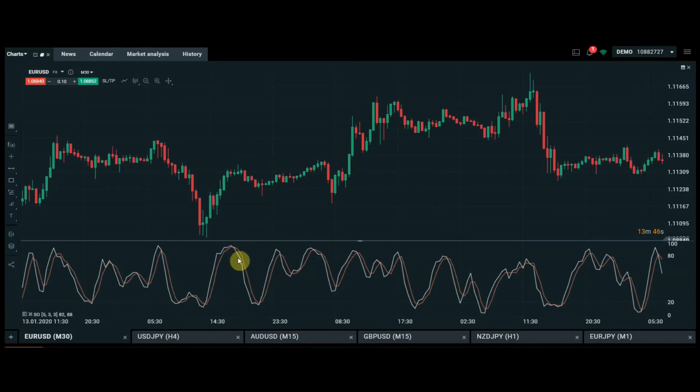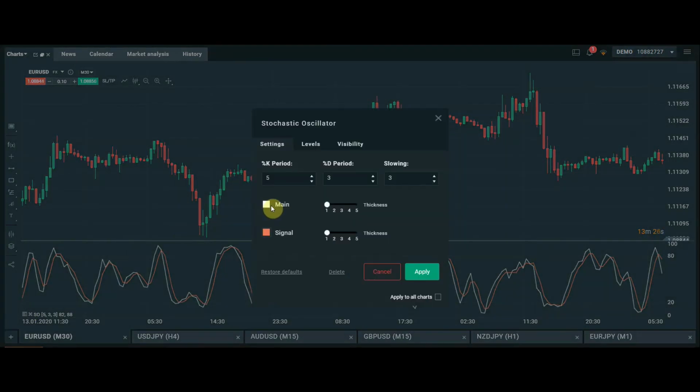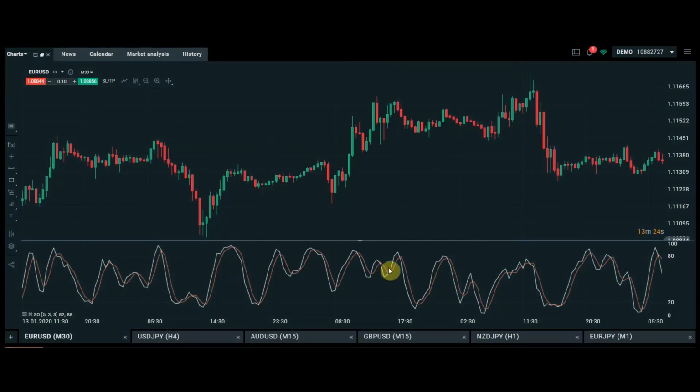So you can use the stochastic in two ways. You can use it as you would with an RSI, when price is above and crosses below a number. For example, you could put a line across 80 and a line across 20, or 70 and 30. You can also use it to incorporate when the white line crosses the yellow, so the main line crosses the signal line. And that's how you can really use, visually, the stochastic indicator.